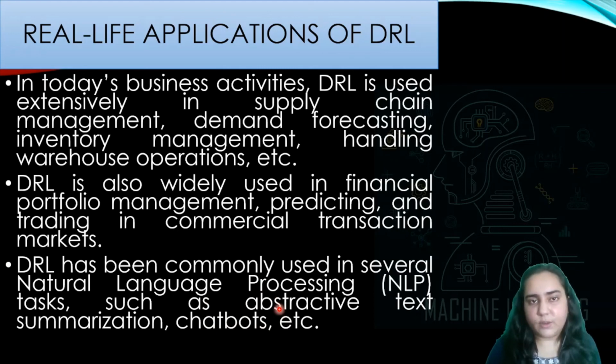So we know about chatbots, we know what they do. Abstractive text summarization is nothing but creating a summary out of a text. You could be reading a 500-page book and you could create a summary of that in just 5 pages. That is what text summarization is. And you could use DRL to do that in natural language processing. You could do abstractive text summarization. You could also create chatbots. So those are some of the real life applications of DRL.